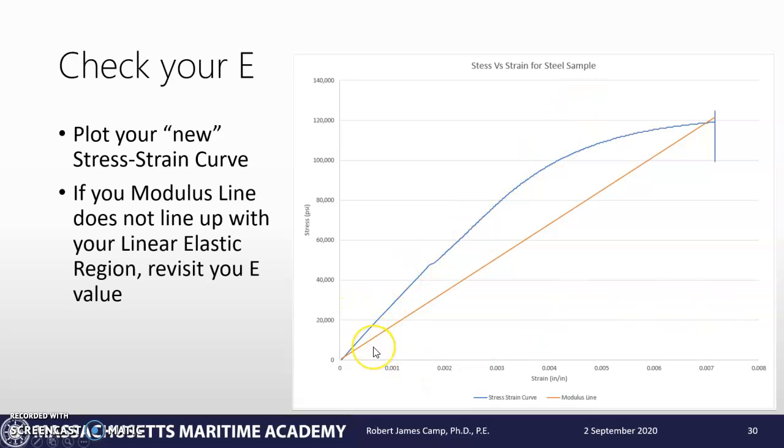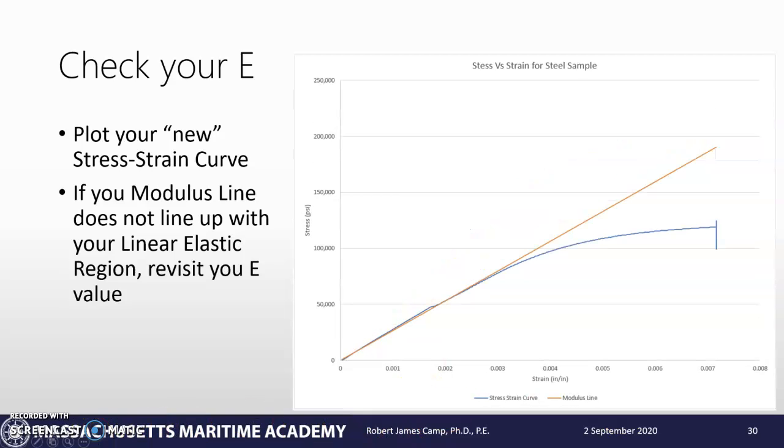So if it doesn't line up, we need to go back and revisit our E value. So I'm going to go back to that equation that I used for my slope. I'm going to take fewer points, because I obviously picked something here in the plastic. I'm going to come back here, and I'm just going to keep reiterating that until I get something that looks a little bit more like this. And so now I have a line that pretty much approximates what my linear elastic region is going to be.